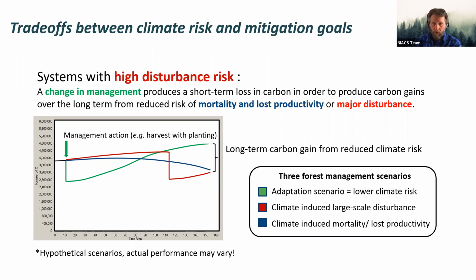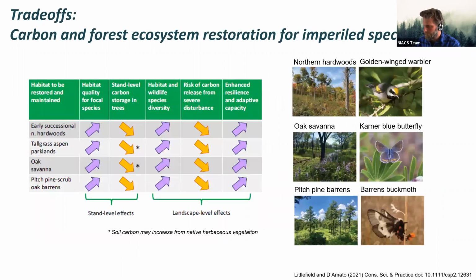So we got a question last week about this. Does an adaptation represent a potential loss in carbon? And that is true, it does. And that's what this is showing here. But ultimately, if carbon is an important goal, that adaptation could be done in such a way that you would realize a long-term gain.